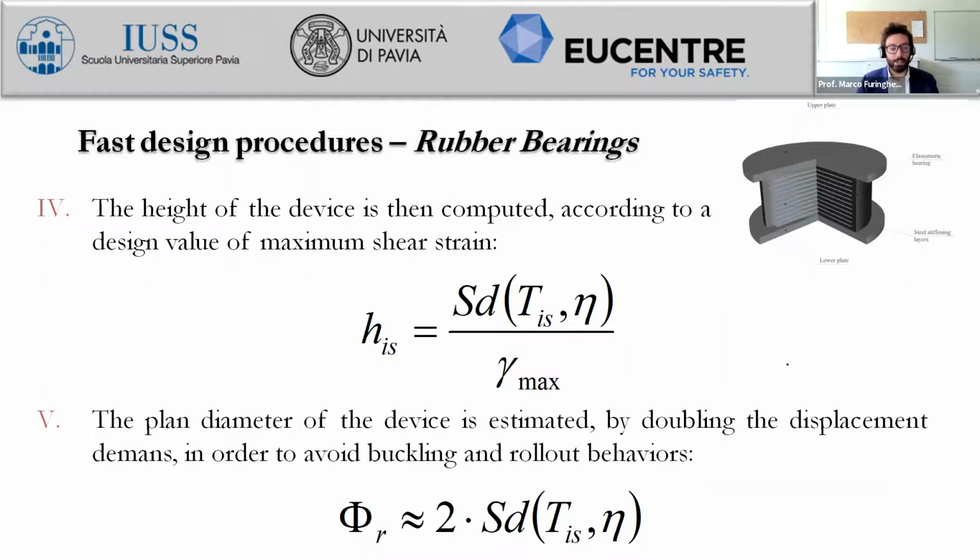Now we start with the steps for design directly related to the rubber bearings. You will see that there are very few steps for designing these devices. The fourth step already provides a geometrical quantity for the device, which is the height of the isolators, and the height can be computed by assuming a design numerical value for the maximum shear strain at maximum displacement.